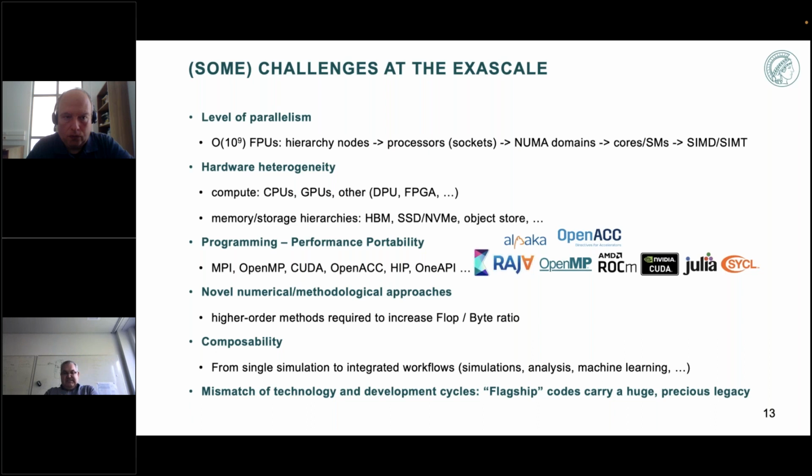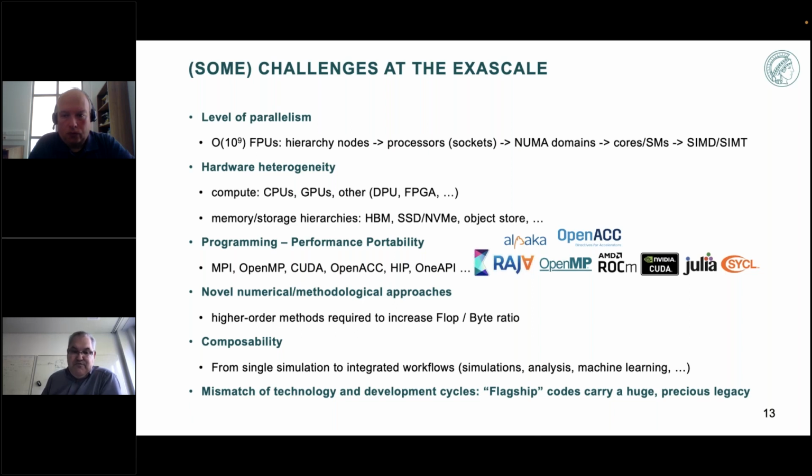So what are the challenges that we face? Well, it's the level of parallelism, right? I already mentioned that. So we have the order of 10 to the 9 floating point units, which are being deployed in the hierarchy of nodes, processors, different NUMA domains, and so forth. We have very heterogeneous hardware with CPUs, GPUs, different memories, high bandwidth memories, NVMEs, and so forth.